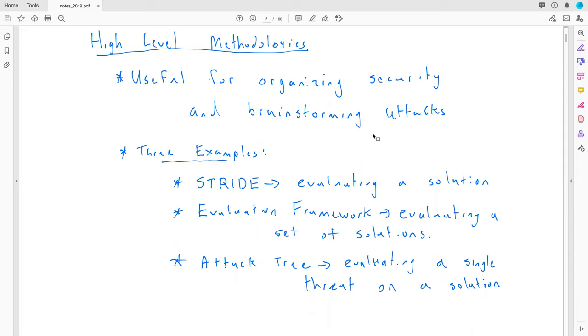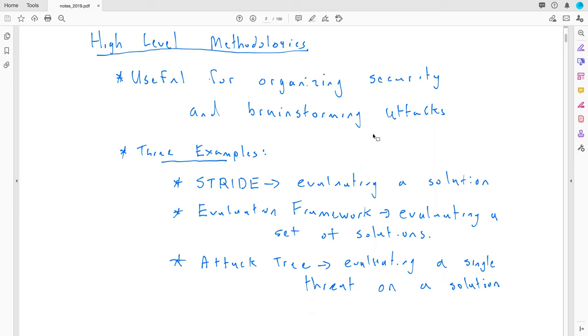So the 3 really high level methodologies, the one's called Stride. Stride is a recipe. It basically says, here are 6 things that are often considered when you consider attacks against systems. They usually fall into 1 of 6 categories. So these are the 6 categories, and why don't you think about whether these categories apply to whatever it is that you're looking at, okay?